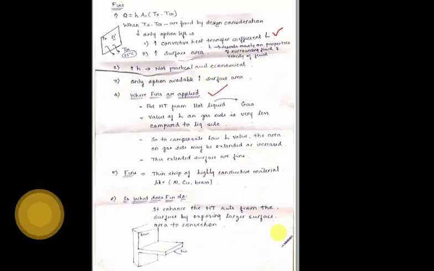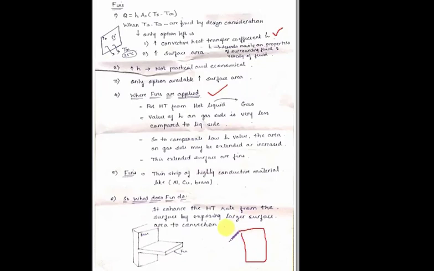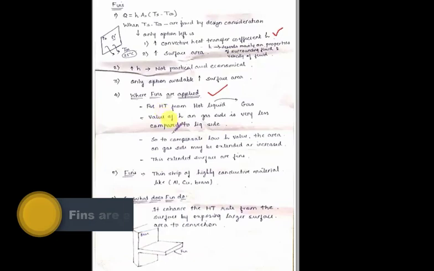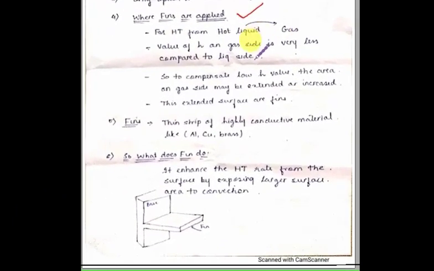Usually the fins are applied, for example, let's see, this is a plain wall. On this side it is a hot fluid, and on this side it is air or gas. So this is at a higher temperature, say 70 degrees. What will happen? The heat will flow from the hot liquid into the wall, and from the wall into the surrounding, right? So usually the fins are applied on the gas side. Why? Because the h value of the gas is very less as compared to the liquid side.